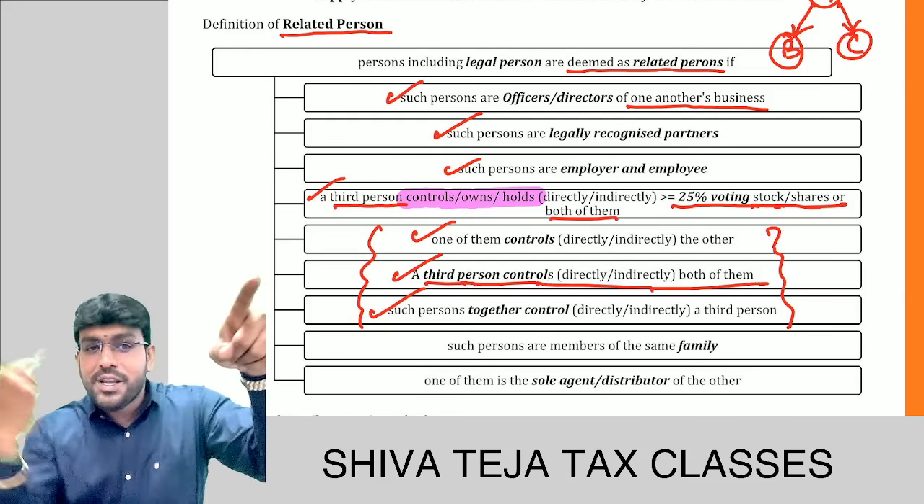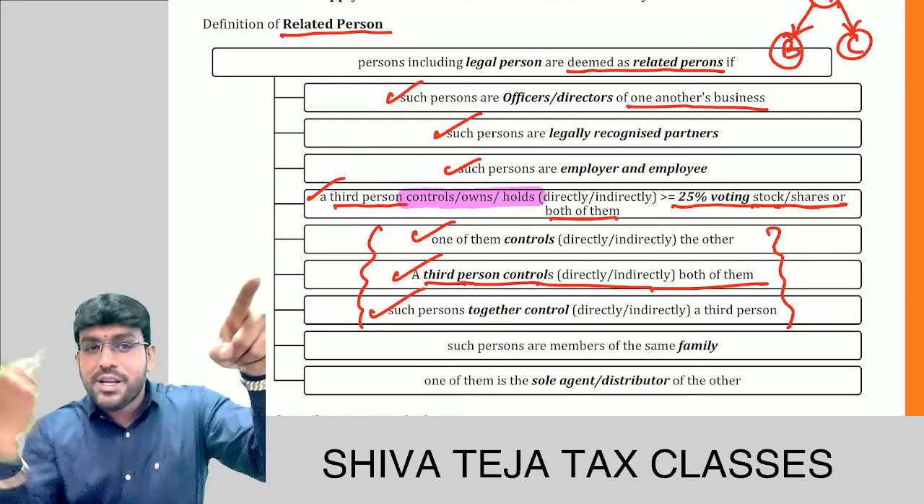I think the three cases are clear. First case is Aditya is controlling me or I am controlling Aditya. Second case is Aditya and Shivateja are controlled by Santosh. Third case is Aditya and Shivateja together are controlling Santosh. Full clarity? Next point.